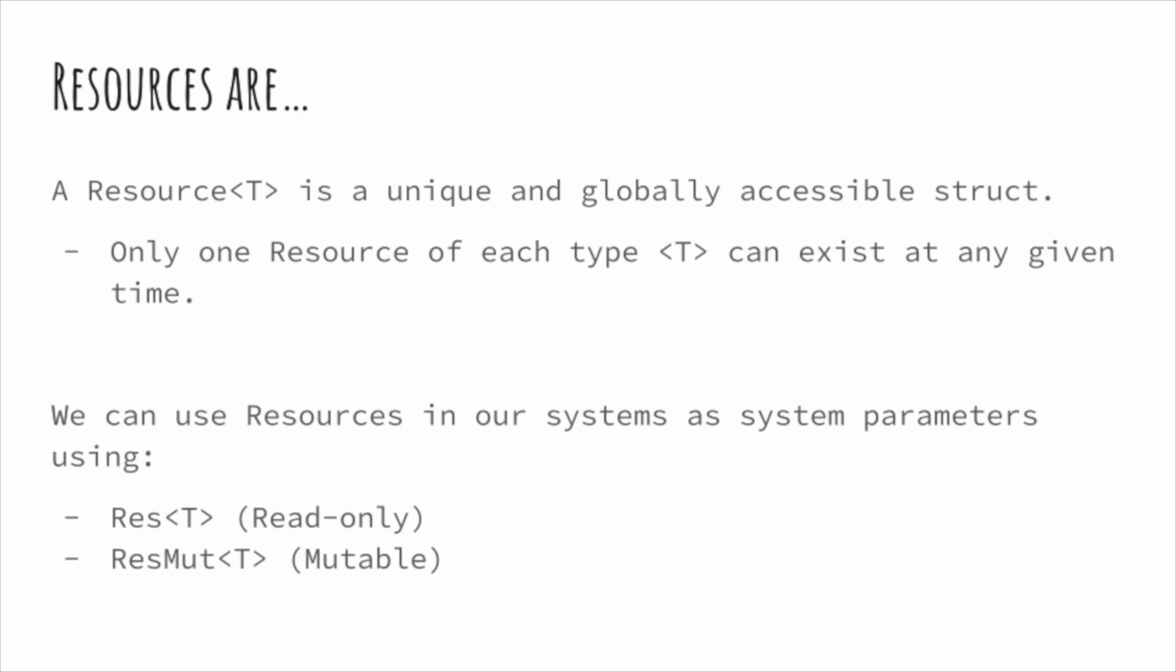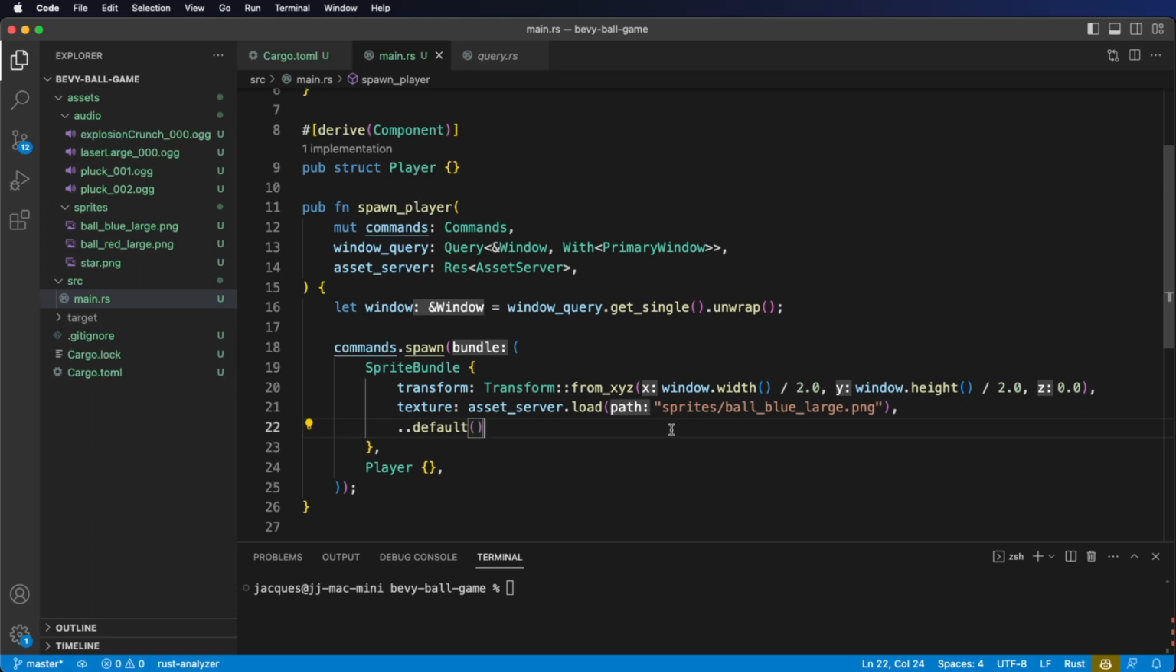Bevy provides many resources, such as the asset server resource which we just used to load assets from our file system. We can use resources in our systems as system parameters using the Res<T> and ResMut<T> types for parameters. Res<T> is read-only and ResMut<T> is mutable. Caution: resources can't and shouldn't be used as query parameters, and are their own parameters in our systems. We'll look at creating our own resources from our own Rust structs soon. Let's get back to our code.